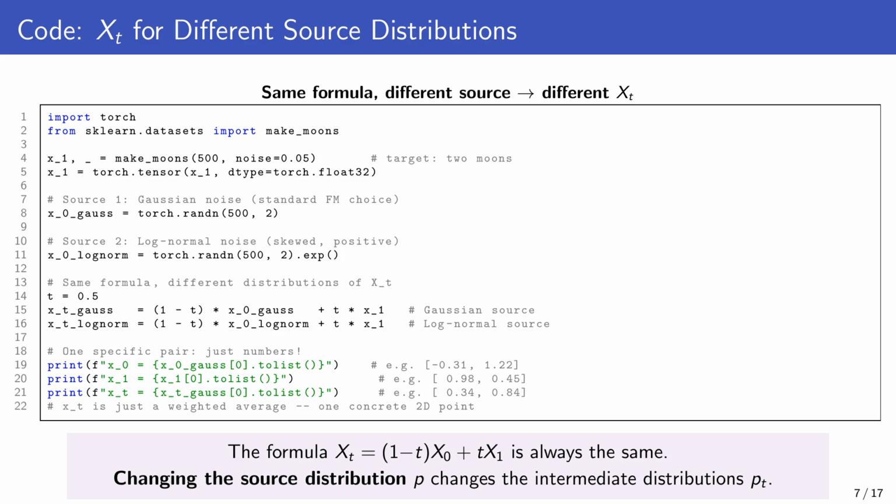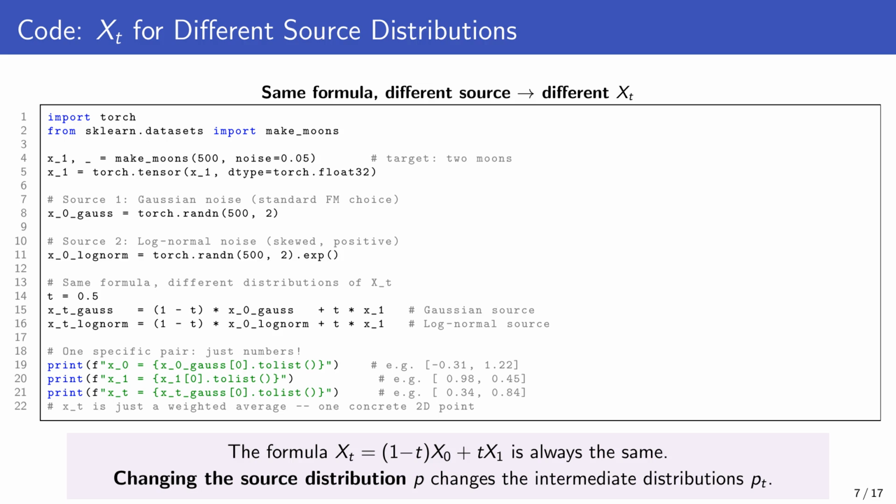Look at the print statement at the bottom. For one specific pair, x0 is minus 0.31, 1.22. x1 is 0.98, 0.45. And xt at time 0.5 is 0.34, 0.84. That is just the midpoint. One concrete 2D point. No mystery.